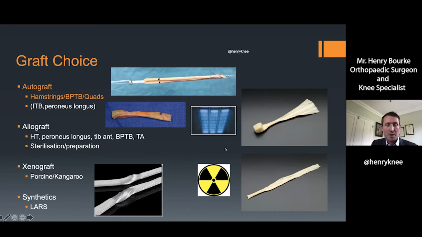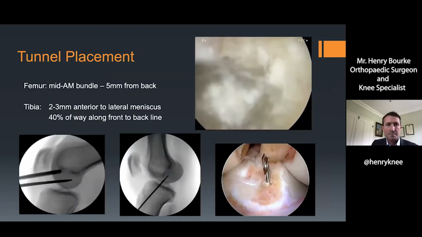Young patients that have died for other reasons, we can use tissue from them. We can use tissue from animals. This has been trialed, and kangaroo, interestingly, has been trialed in Australia. And then there are synthetic ligaments, which have also been trialed. But I'll say it again, there's no doubt for most of us in the knee surgery world, we would agree that the gold standard is autograft.